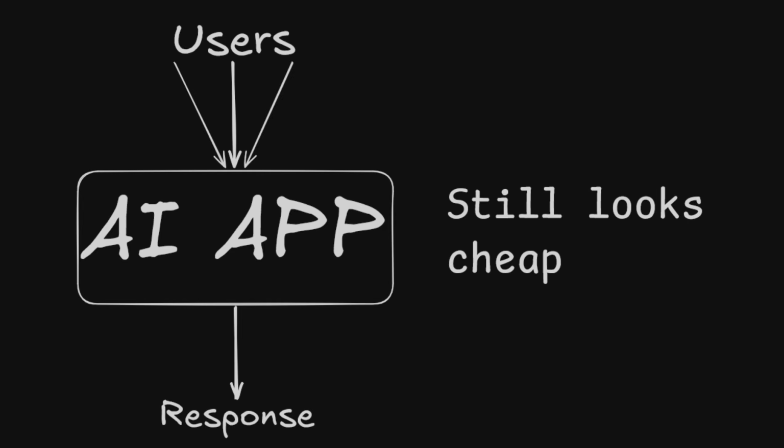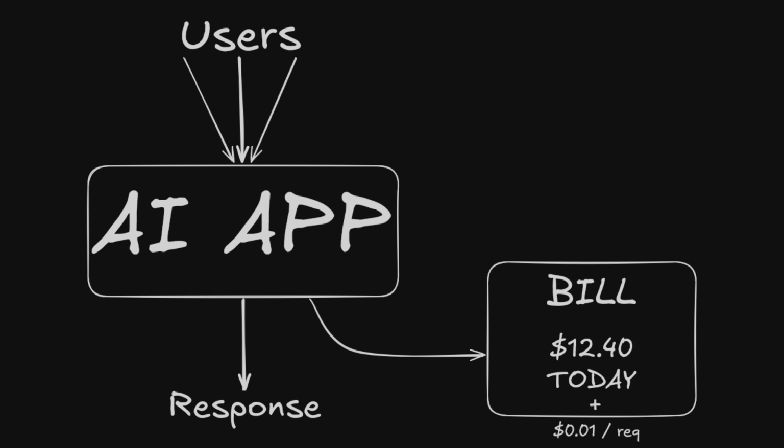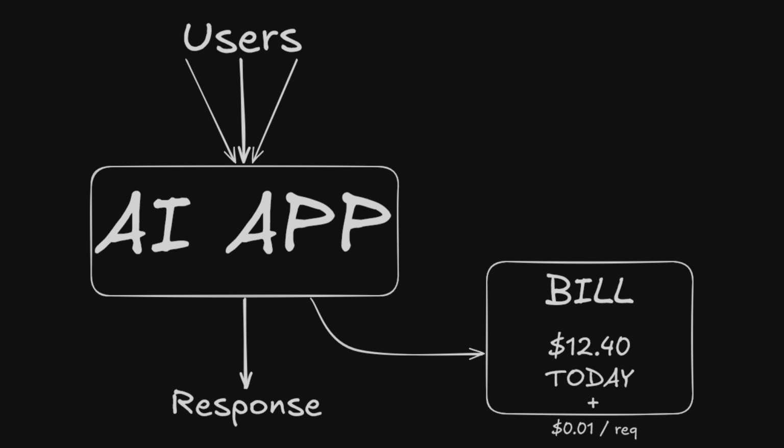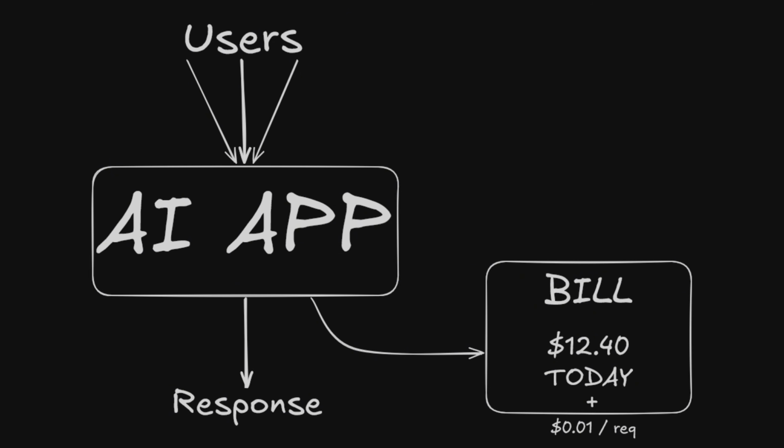A few dollars today, a fraction of a cent per request. At this stage, the bill looks insignificant. $12 today, 1 cent per request. The product works. Users are happy. Nothing feels expensive. The numbers are small enough to ignore. And that's exactly why the risk is invisible.